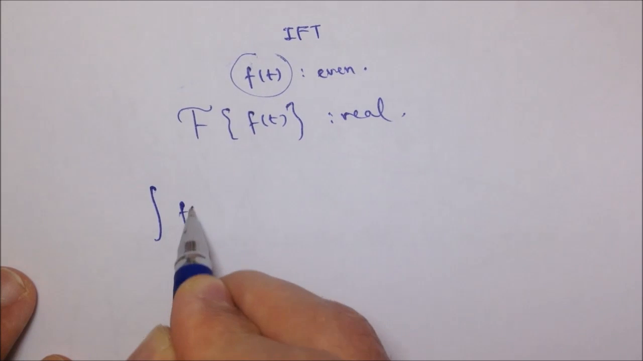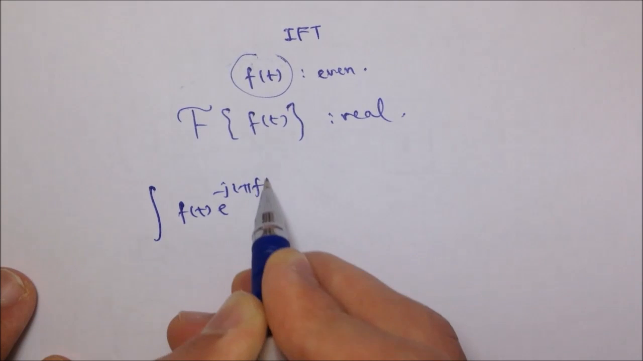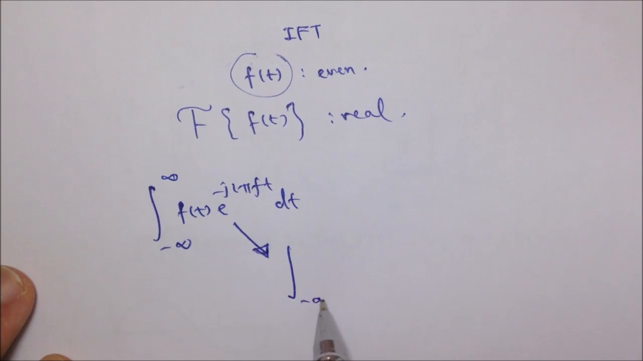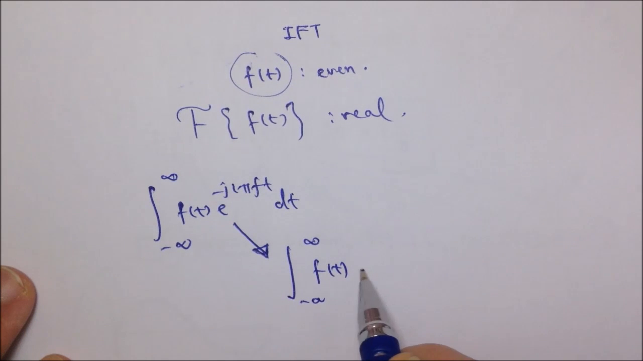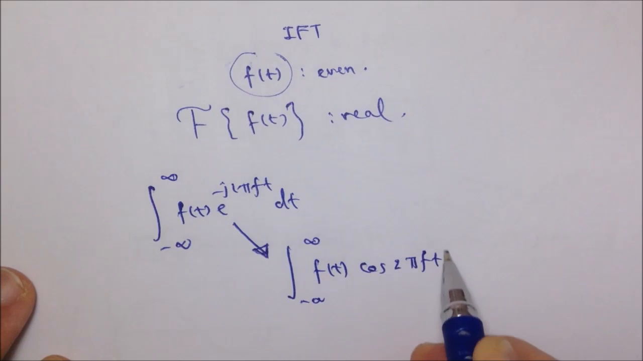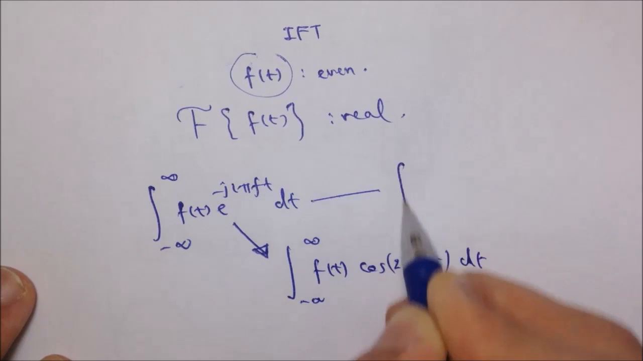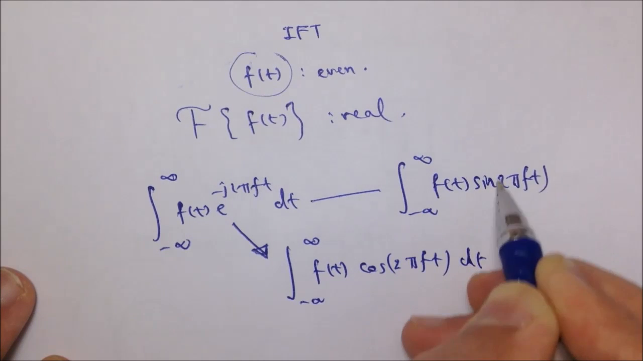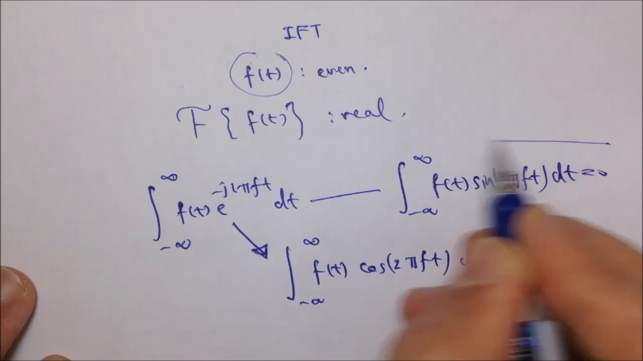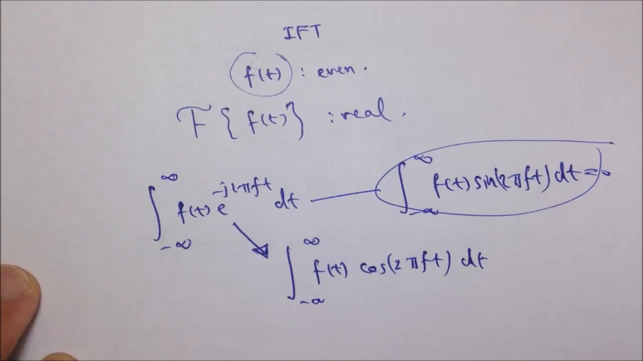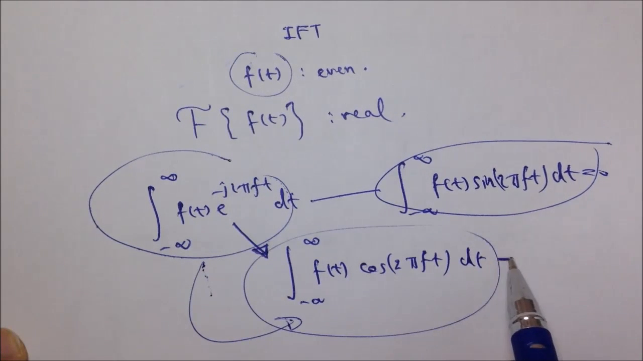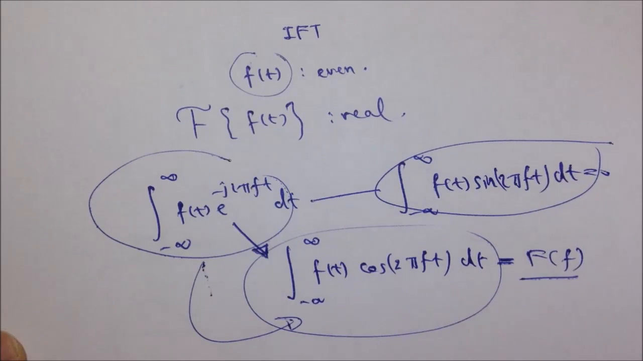So the Fourier transform, which is the integral of f of t e to the minus j 2 pi f t dt, can be simplified into the integration from minus infinity to infinity of f of t cosine 2 pi f t dt, since the integration from minus infinity to infinity of f of t sine 2 pi f t dt equals 0. So the spectrum of f of t doesn't contain any sinusoidal components. So we can simplify the Fourier transform to this formula. This gives us F of f, which is a real function.